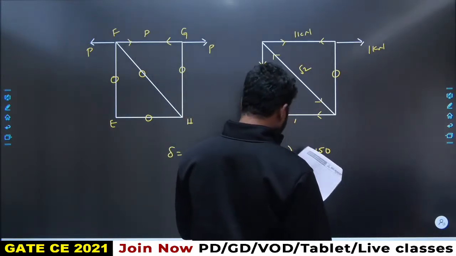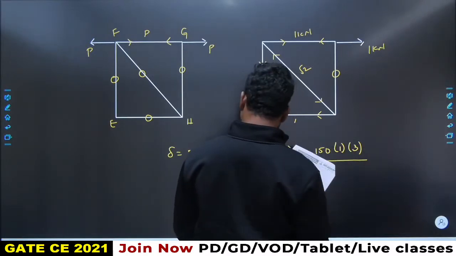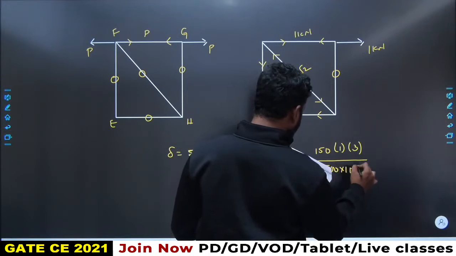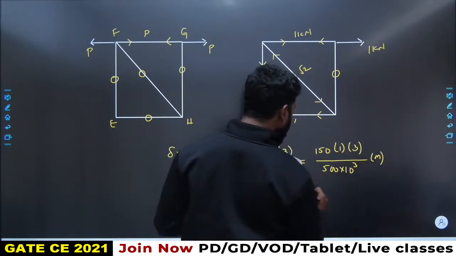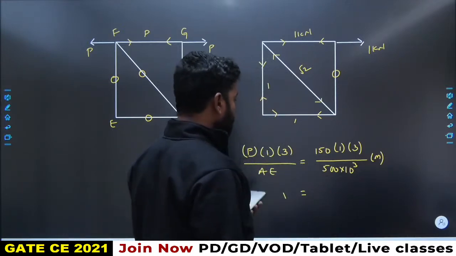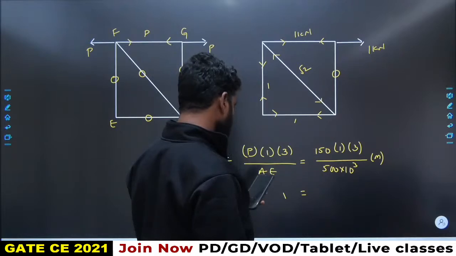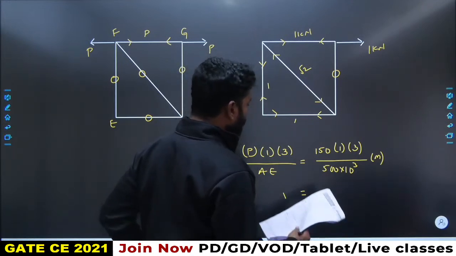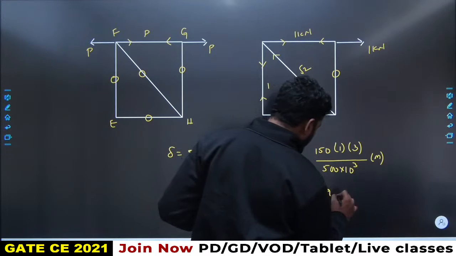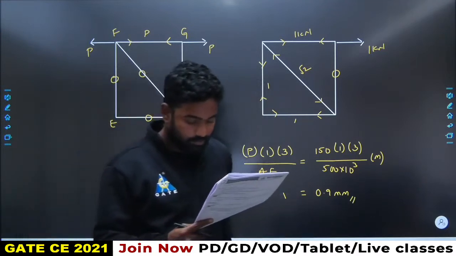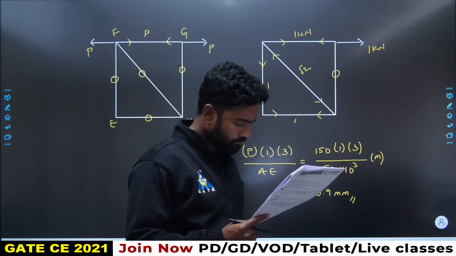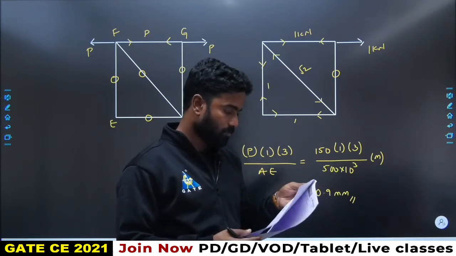Fine. And this is 1, and this is 3 upon 500 into 10 to the power of 3 kilonewtons. Finally, you will get this in meters. Convert that to mm by multiplying with 1000. So 150 multiplied with 3 divided by 500. So it would be 0.9 mm. Simple. Direct application of forces. 0.9 mm. This is one question.